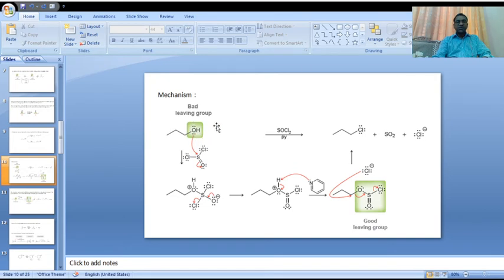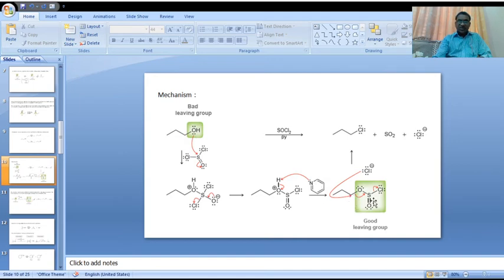Bad means slow. When the nucleophile attacks this carbon, the loss of the leaving group takes time. But in the presence of this type of leaving group, on attack of the nucleophile there is immediate loss of the leaving group. Here in the last step, please observe the Cl minus nucleophile attacking this carbon.